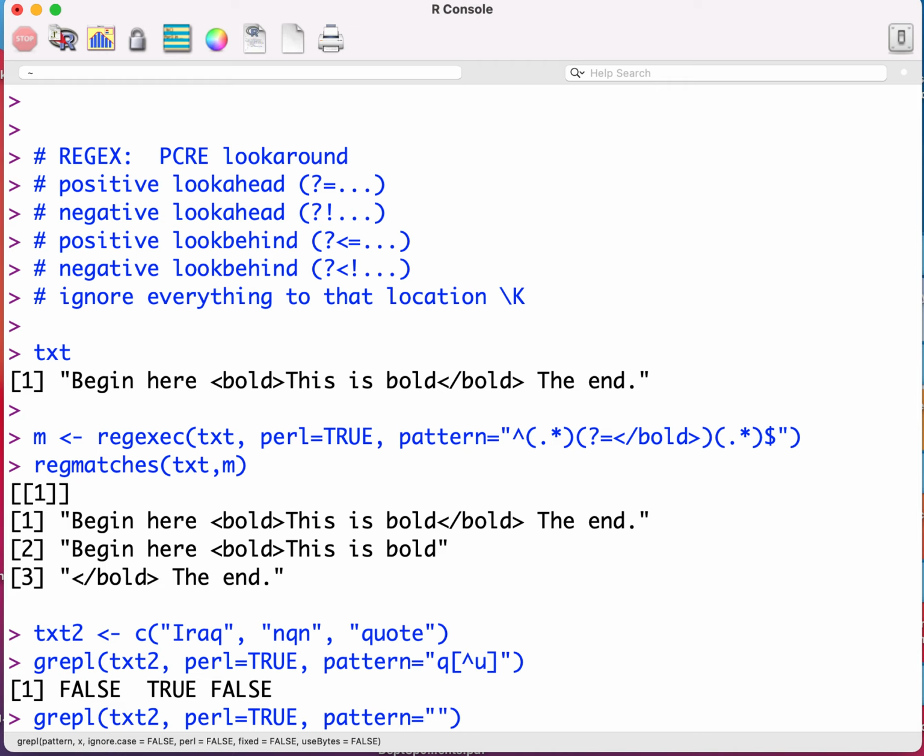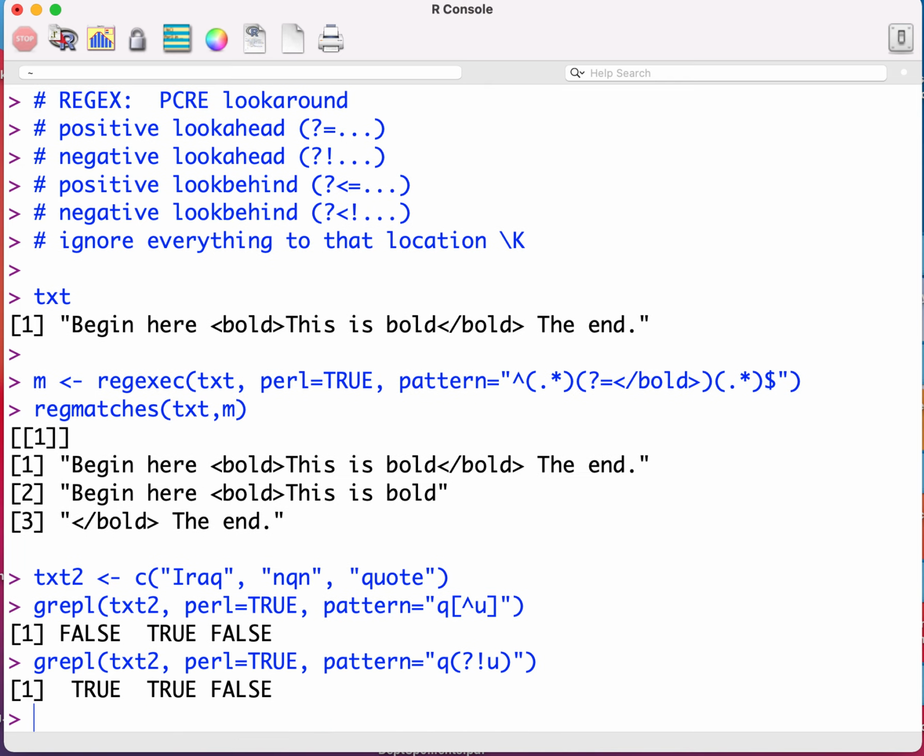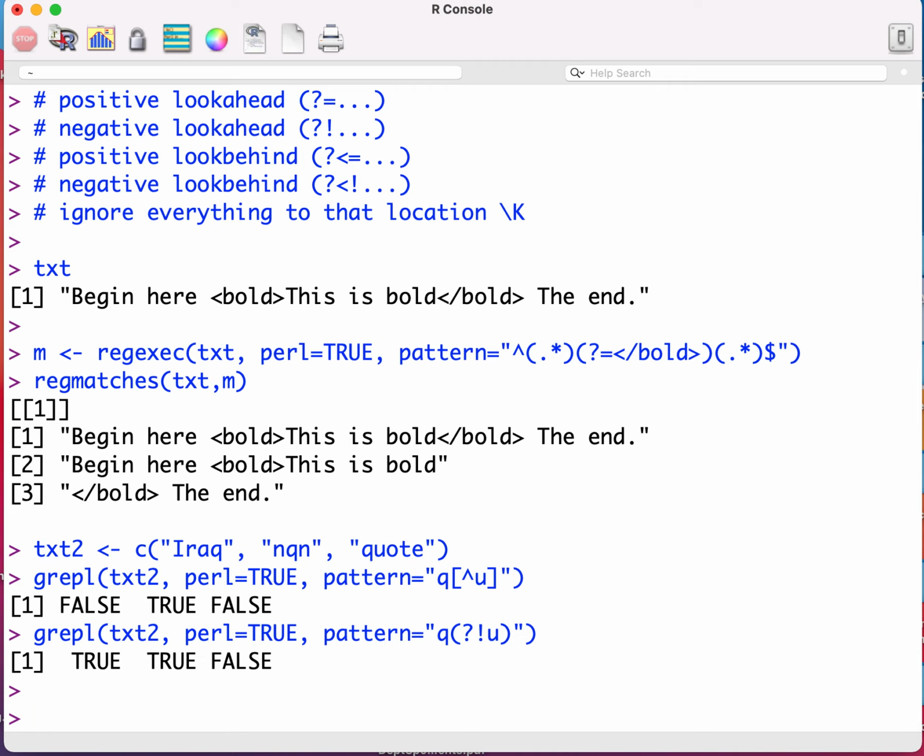So what's going to be our notation? We're going to have a Q followed by a look ahead that's not U. And that one recognized Iraq and the NQN, but tossed out the quote one. So it's just what we would hope.